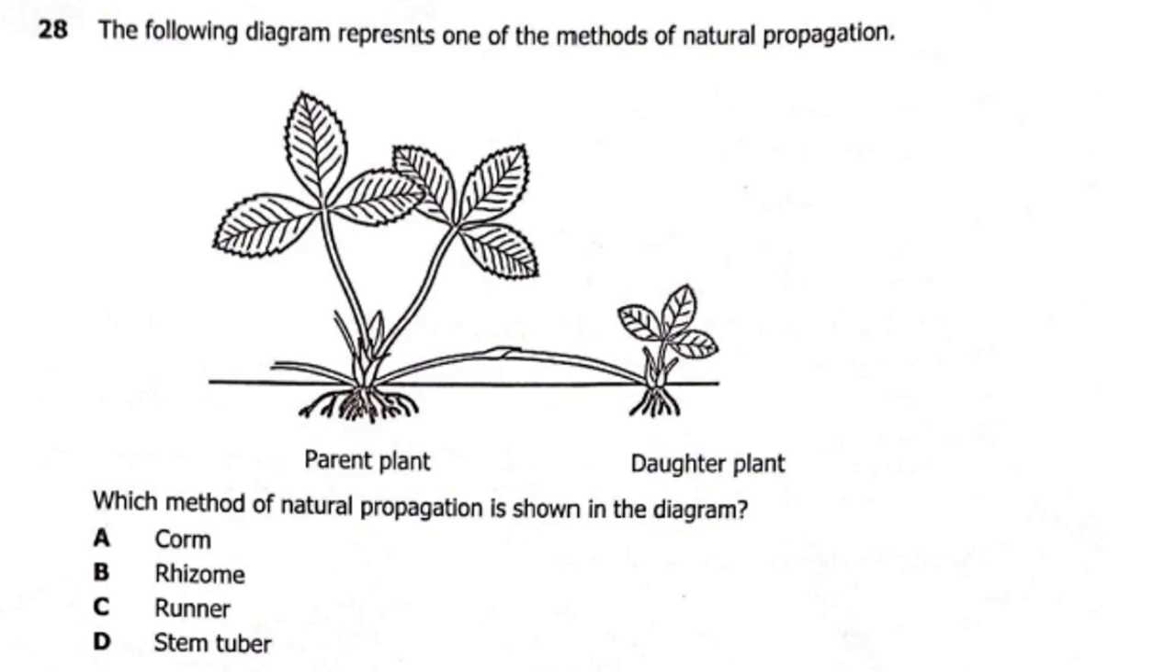Question 28. The following diagram represents one of the methods of natural propagation. Which method of natural propagation is shown in the diagram? A. Comb, B. Rhizome, C. Runner, D. Stem tuber. The correct answer here is C. Runner.